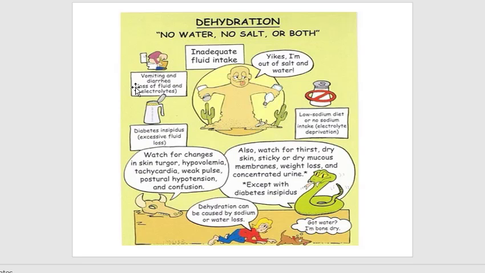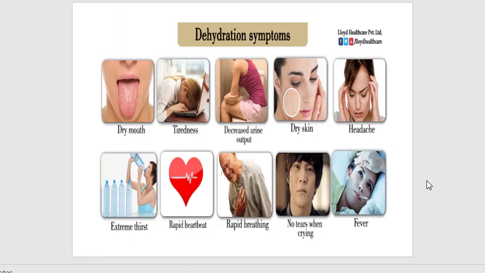Okay. Now here there's a little bit about diabetes insipidus. You guys don't have to worry about diabetes insipidus because it does cause excessive fluid loss, but that's more of a NUR245 thing. But this is just a visual representation of dehydration here. Okay, let's move on here. Here are some signs and symptoms of dehydration.